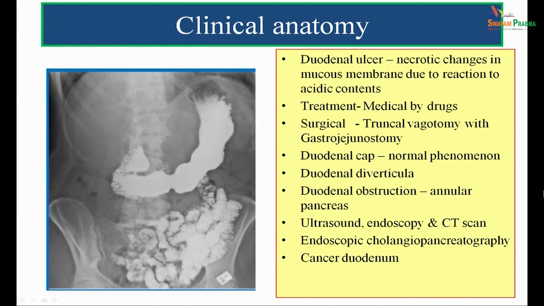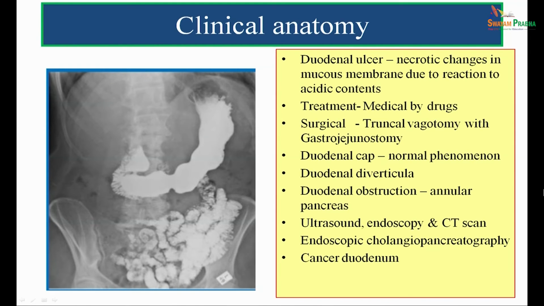Clinical anatomy. Duodenal ulcer is said to be more common when compared to gastric ulcer. An ulcer is a necrotic change in the mucous membrane due to reaction to acidic contents. We know that the duodenum does not synthesize any acid actually, but how does it react to the acid? The first part of the duodenum receives acidic contents from the stomach, and that favors the formation of ulcers more in the case of the duodenum. Duodenal ulcers can be treated by medicines using drugs. It can be treated surgically also if it is worse, by a surgery known as truncal vagotomy with gastrojejunostomy.